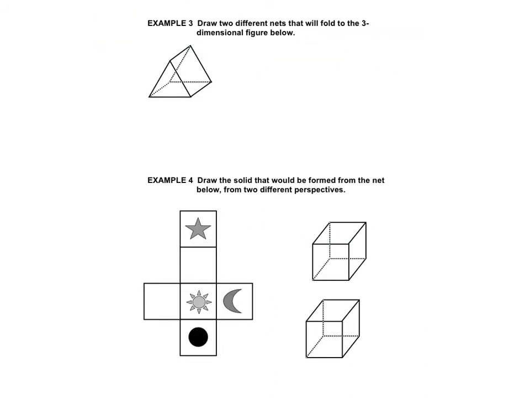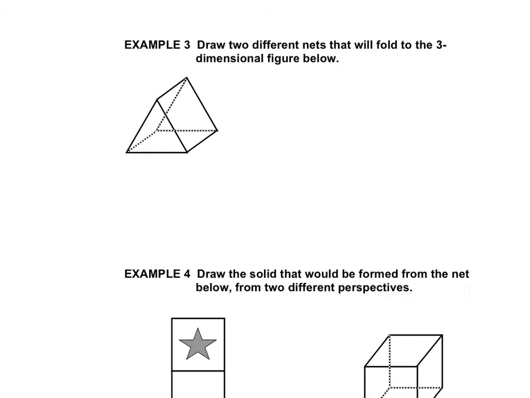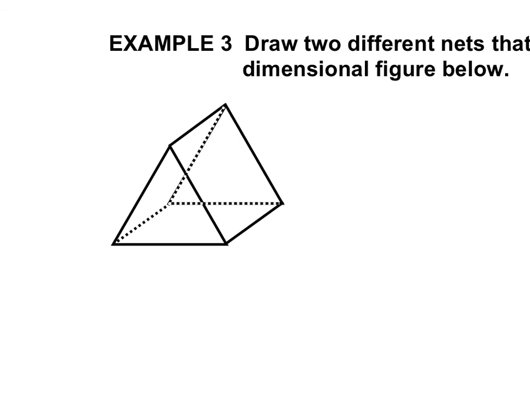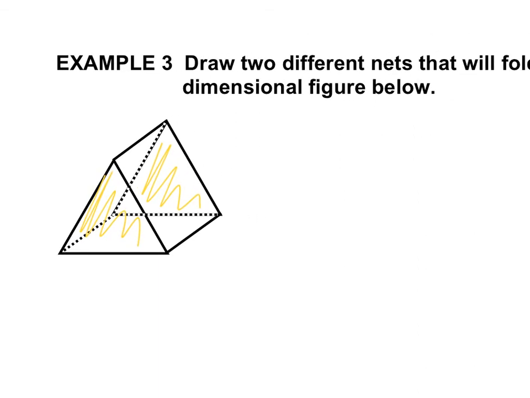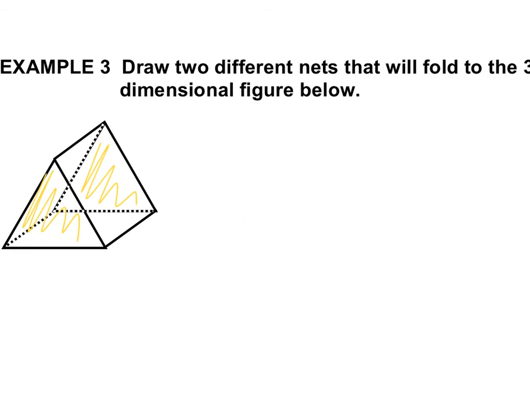Now it says draw two different nets that will fold to make the three-dimensional figure below. So this is a triangular prism. And if you look, there's three rectangles kind of going around, but there are two congruent triangles. So this is a triangular prism, okay? Now the easiest way to do this is just like we did the last one. Those shapes that aren't triangles are all rectangles, and there's three of them.